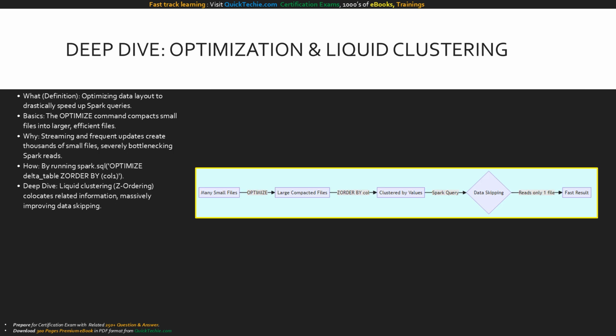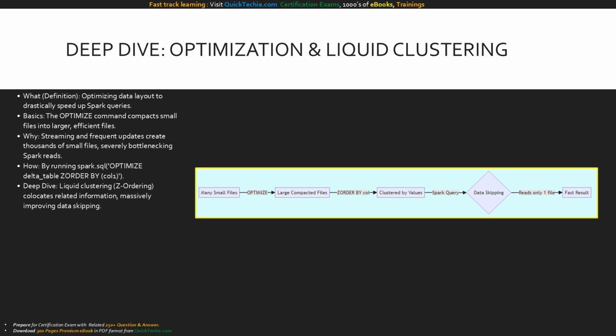As a senior engineer, you must master Delta Lake optimization. Frequent streaming inserts or complex updates generate thousands of tiny Parquet files. This small file problem destroys Spark's read performance. The solution is the optimize command, which seamlessly integrates with Delta Lake to compact small files. But we take it a step further with Z-ordering, also known as liquid clustering.